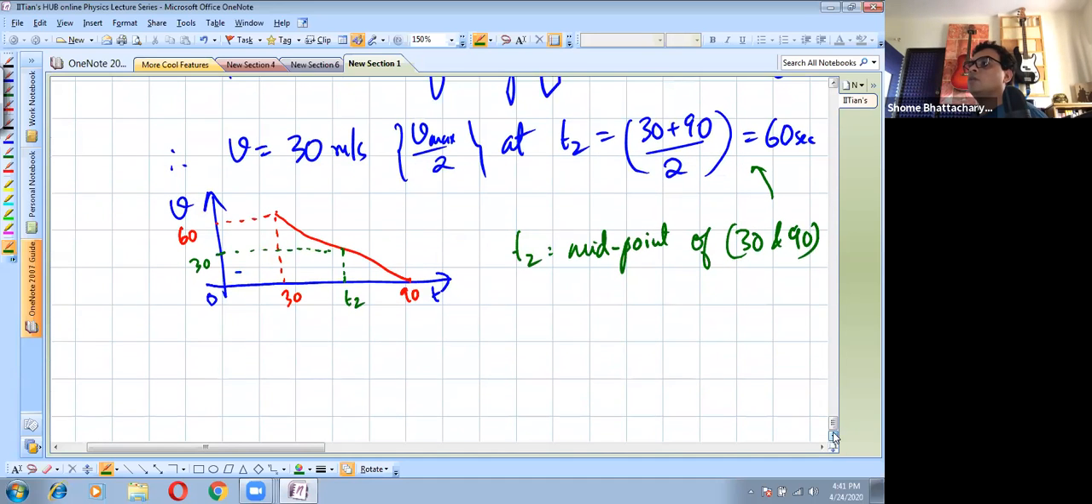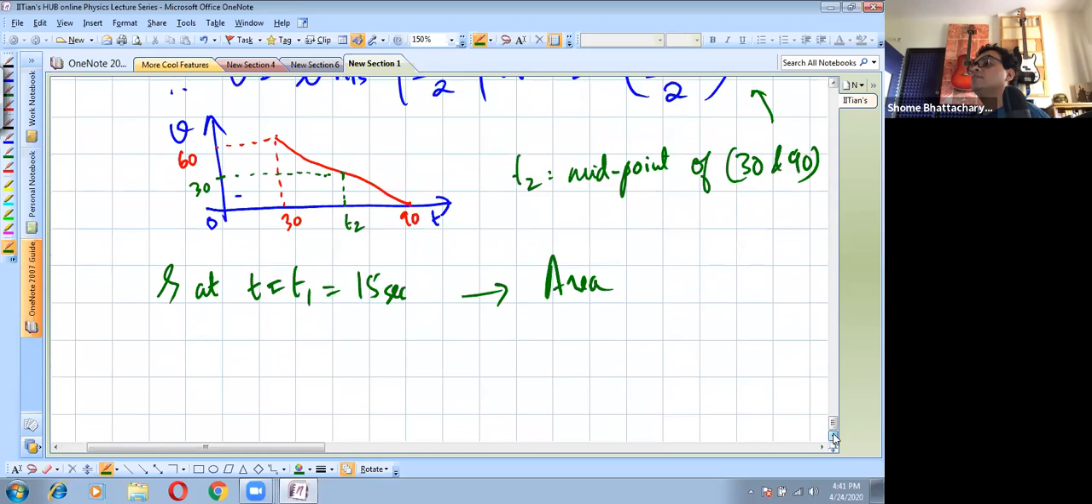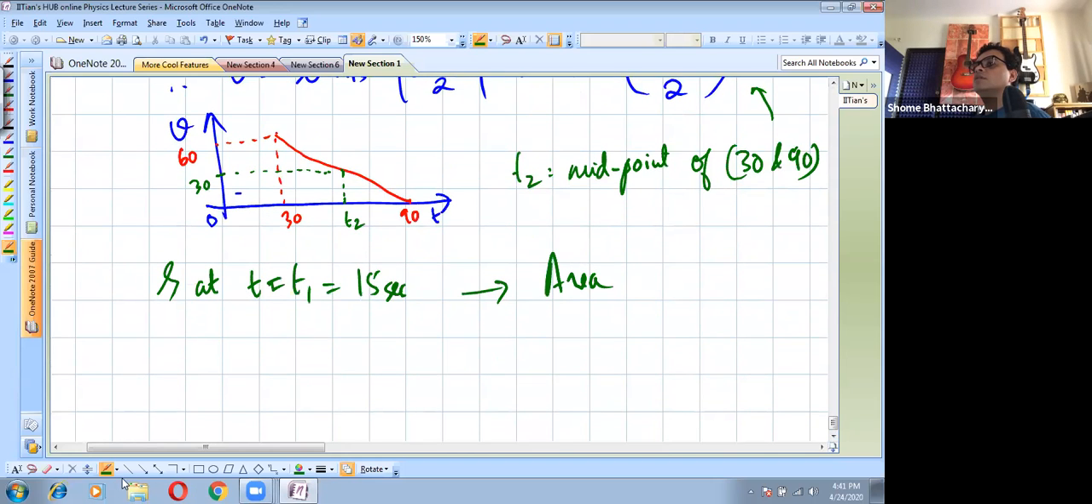Okay. Now we want to calculate the displacements. We want to find displacement at t equal to t1, which we had calculated earlier as how much? 15 seconds. Okay. So that will come from the area. So now we have to go back to that part of the graph. So that part of the graph was like this.